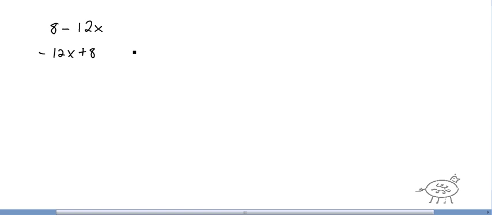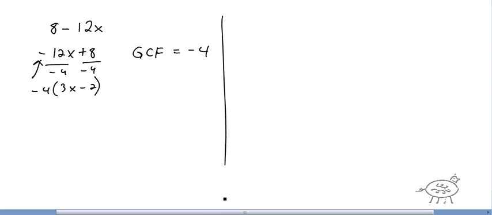Second rule is find the GCF. Well, we know it's 4 because 4 goes into 12 and 4 goes into 8. That's the greatest common factor, but we can't have a negative leading coefficient there, so we know our greatest common factor is negative 4. So we divide everything by negative 4. So negative 4 times 3x minus 2. There you go. That's our answer. Pretty easy. Okay, let's try another one here.